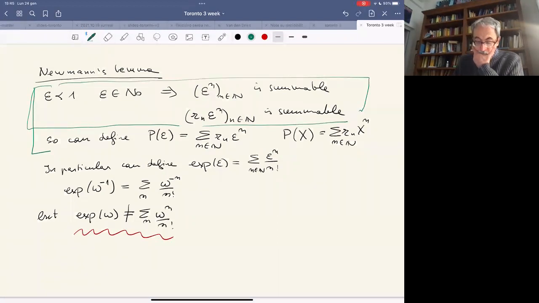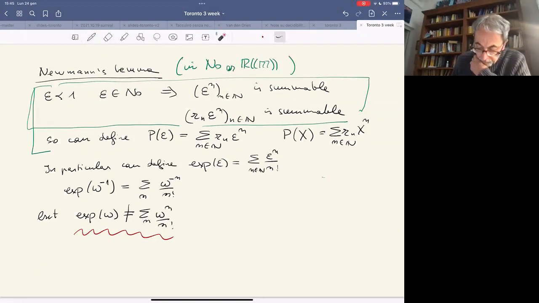But first, let me do a special case. Neumann's lemma, of course, works not only in the surreals, but also in any un-field. We say the surreals are a directed union of un-fields. Neumann's lemma can be stated for un-fields, and then once you prove it for un-fields, it works in the surreals as well.